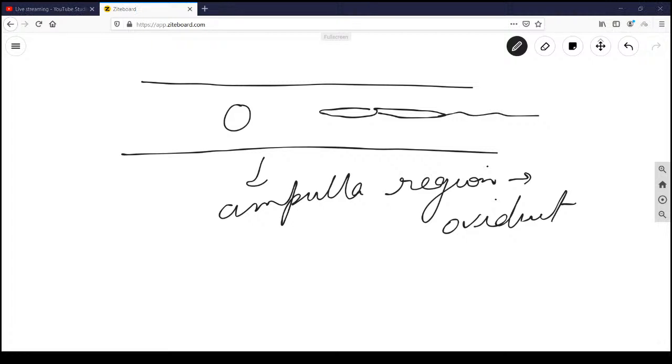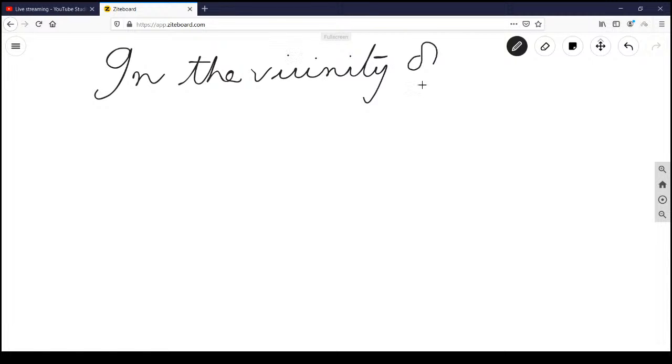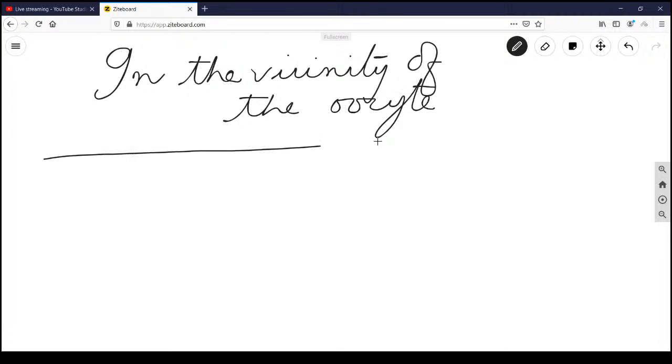Now what will happen? The next heading will be: in the vicinity of the oocyte. What will happen when the sperm is in the vicinity of the oocyte? Towards the end of capacitation, the sperms become hyperactivated. That is known as hyperactivation of the sperms.